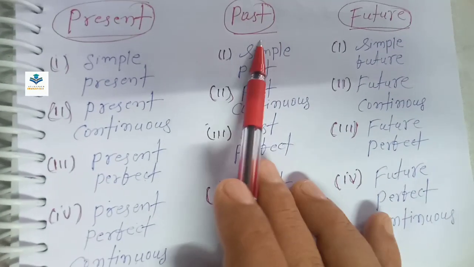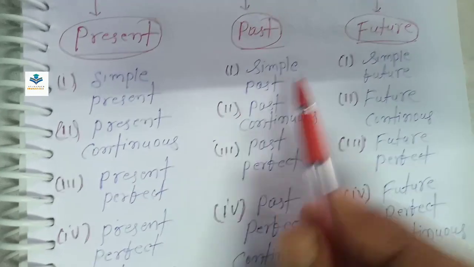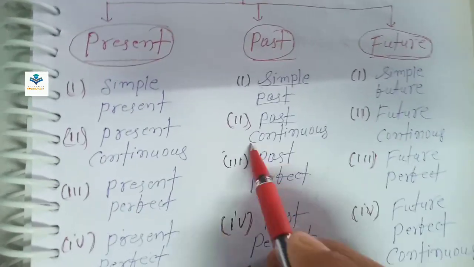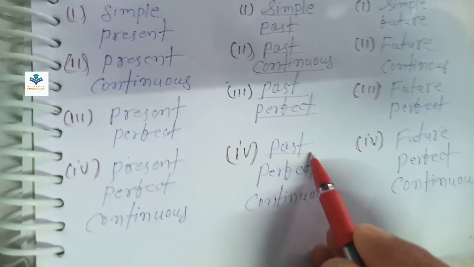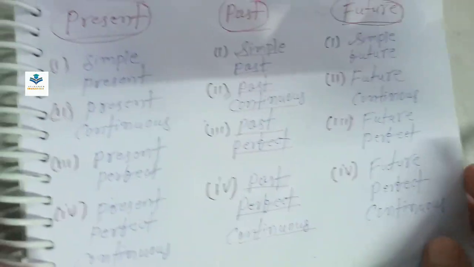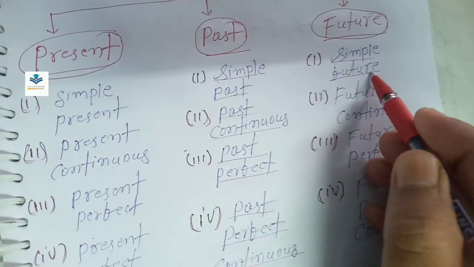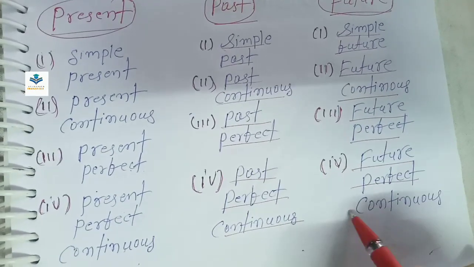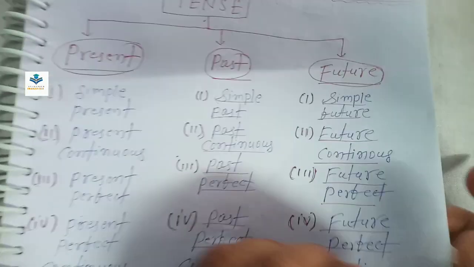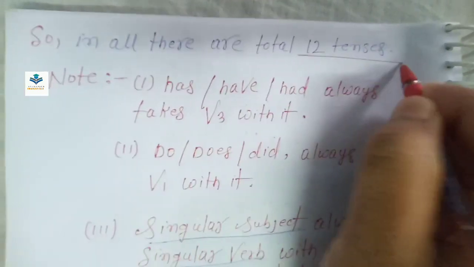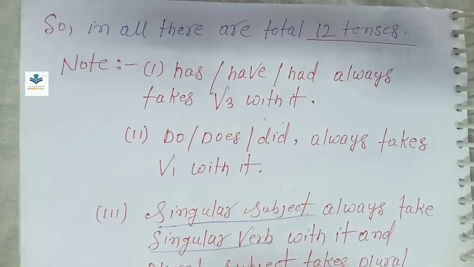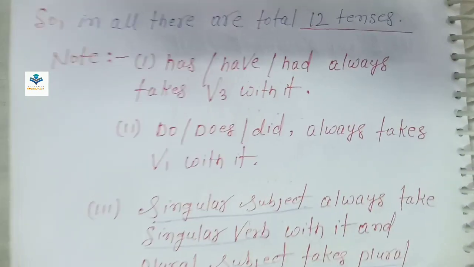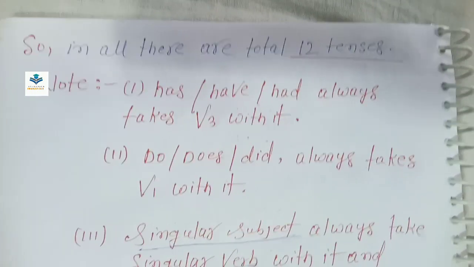Like that, in past tense also there are 4 types: simple past, past continuous, past perfect, and past perfect continuous. Also in future tense there are 4 types: simple future, future continuous, future perfect, and future perfect continuous. So in all there are 12 tenses. So we will go through all these 12 tenses one by one in our next lectures or next day classes.